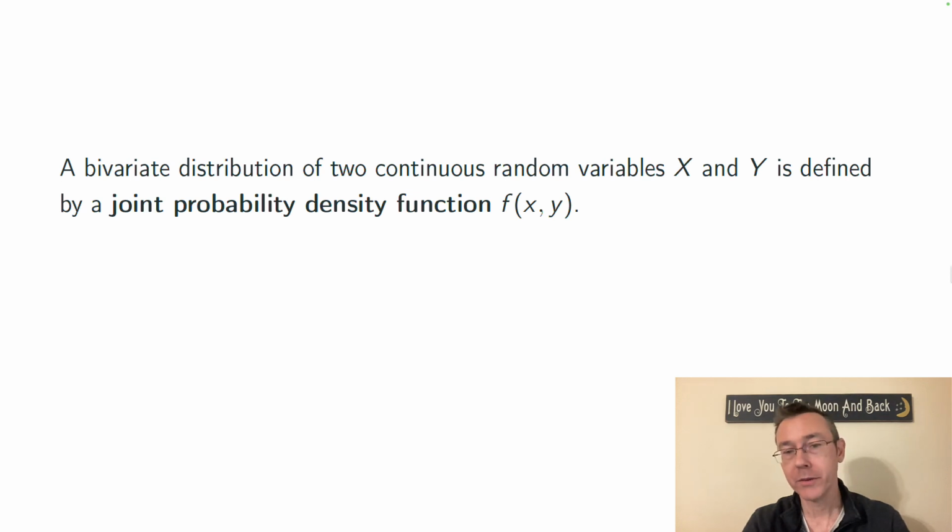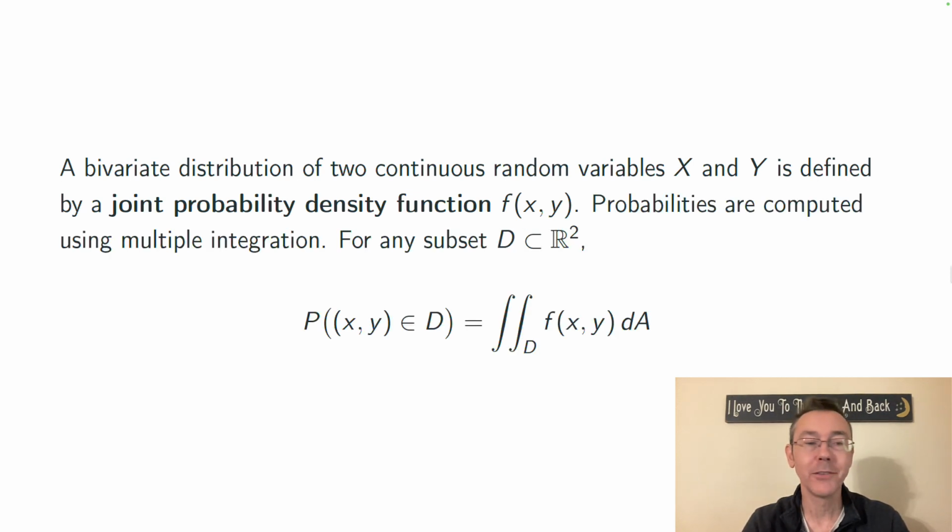And we know in a situation like this we can compute probabilities using multiple integration. For any subset D of R squared, the probability that (X, Y) is in that region is given by the double integral of the PDF over that region.